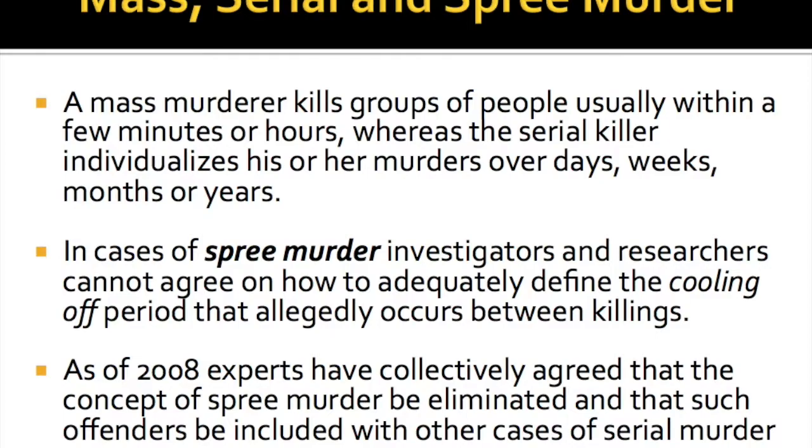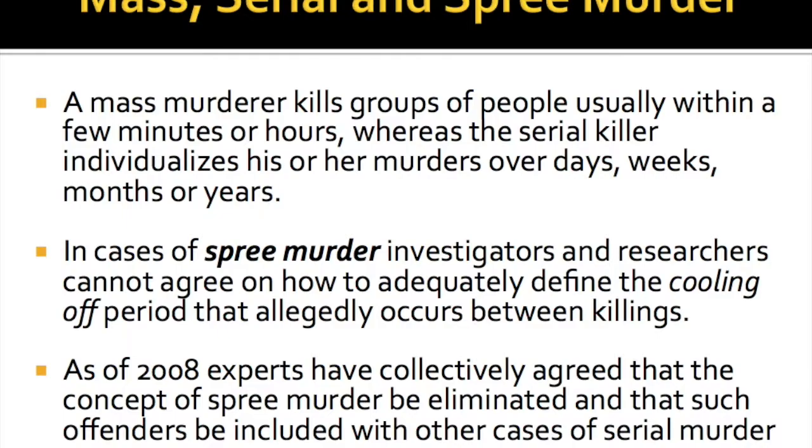In cases of spree murder, investigators and researchers cannot agree on how to adequately define the cooling off period that allegedly occurs between killings. We see this with certain individuals who commit multiple murders, who are all different. We all have different experiences and different mental mindsets. The cooling off period for one person might be 3 months, but for someone else, it might be a week. And so it's really hard for investigators to nail down when a certain person is going to act out again.